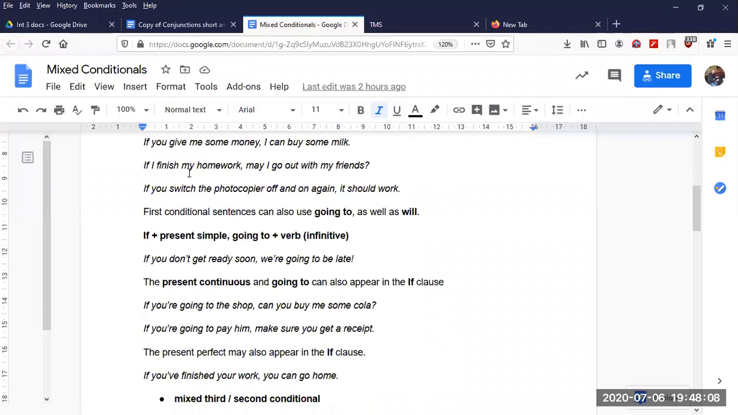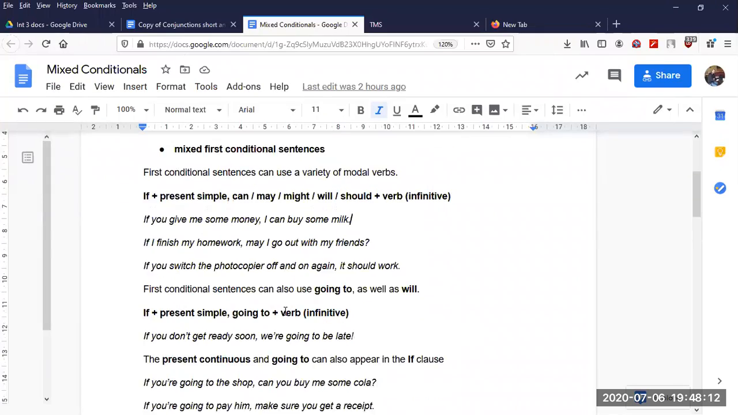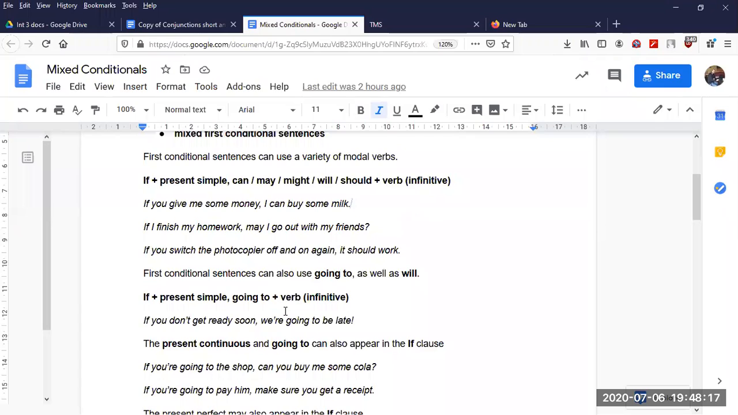Now this isn't in our platform, but we can have a quick look, because it might pop up again. It's simpler than the others. So if you give me some money, I can buy some milk. It's simple. We have a present situation and the possible result, using can.